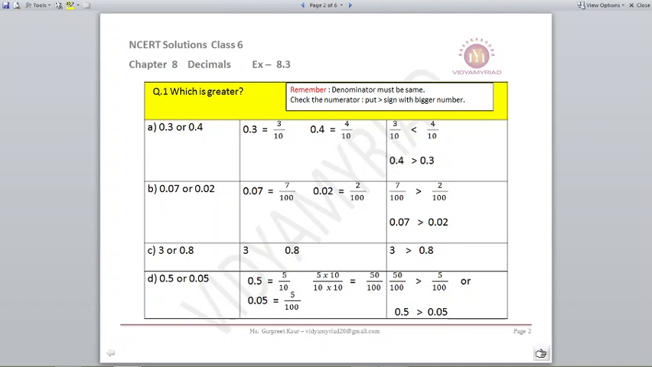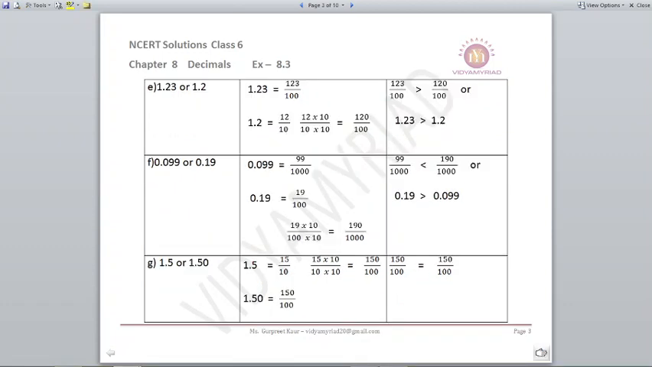Denominator is same, 100 and 100. Now which is bigger, 50 or 5? 50 is bigger. So I can write 0.5 is greater than 0.05.